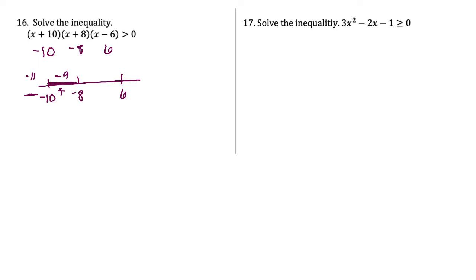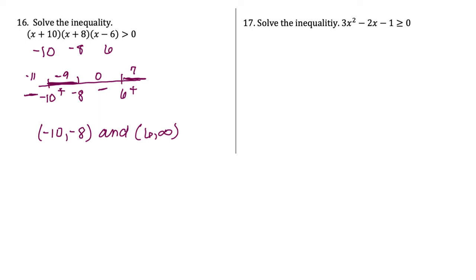From negative 8 to 6, let's pick 0. That's going to give me a positive times a negative, which is negative. And then on the other side of 6, let's try 7. And that's going to give me all positive. So I know that works. So from negative 10 to negative 8, and from 6 to infinity. Those work.